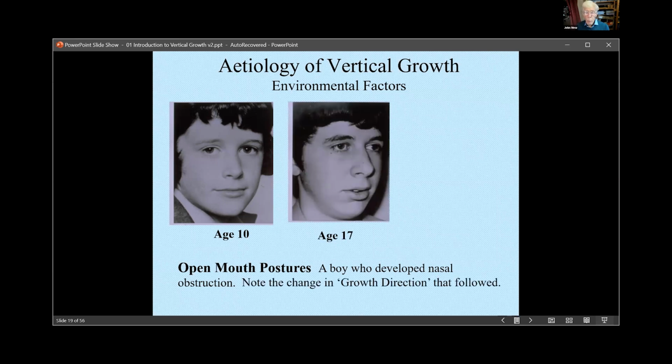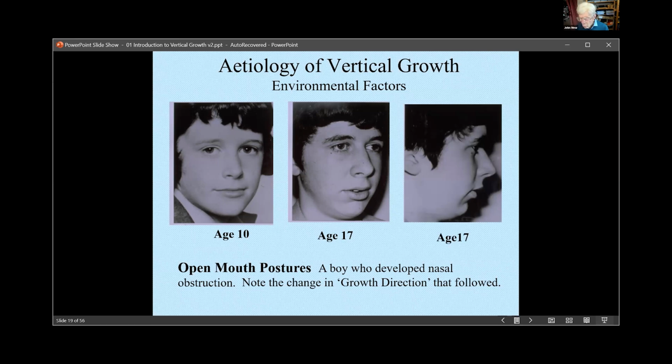This boy had problems because his parents gave him some pet mice. He kept them in his bedroom and developed an allergy to them, which blocked his nose, so that up until 10 years old, he could breathe perfectly well through his nose. But after that, he wasn't able to. He eventually had to have surgery to clear his nose, but you can see the effect this has had on his growth. And just look at that last picture. Look where the chin is. It's way, way back from where it should be.